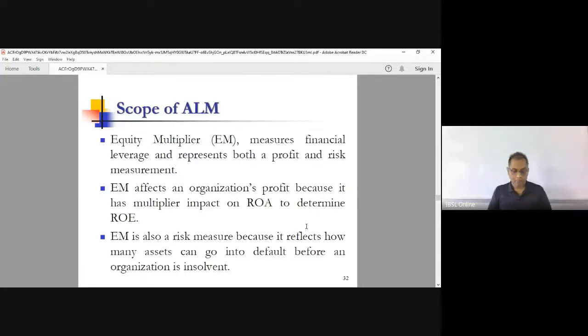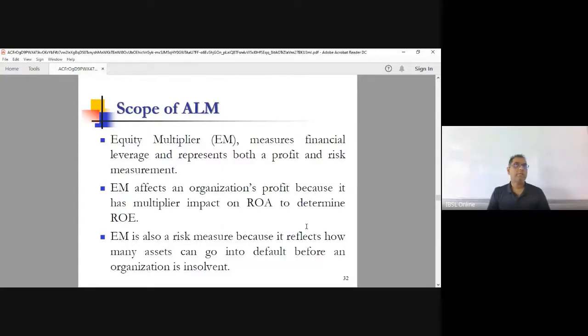Equity multiplier. Okay, so that concept is about financial leverage. In other words, what it's saying is you've taken money from your equity holders of 50 million, but you've deployed 100 million. So where is the extra 50 million coming from? The extra 50 million is coming from your depositors, from your borrowing from non-bank financial institutions, etc. Nothing wrong in that.